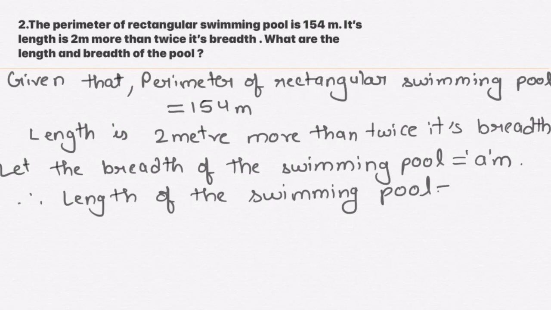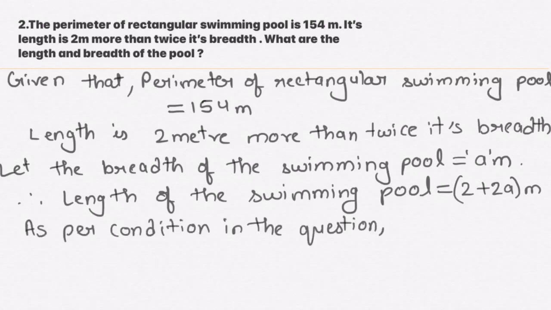Have a look at the statement. Length is 2 meter more than twice its breadth. So twice its breadth means what? 2 times a. So the length of the swimming pool would be 2 meter more than twice its breadth, that is 2 times a. So the expression becomes (2 plus 2a) meter.